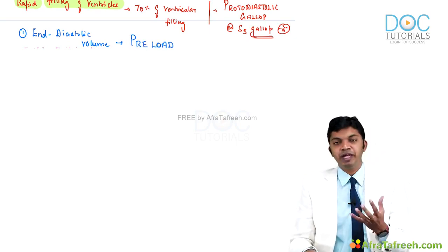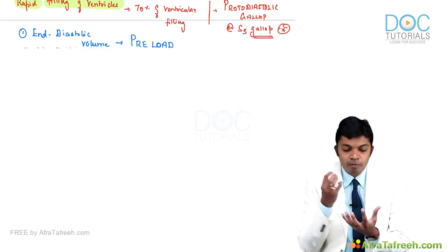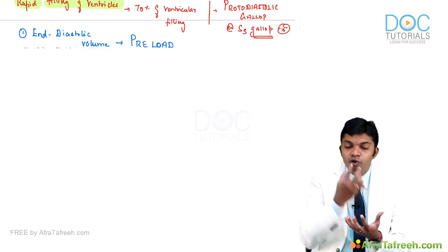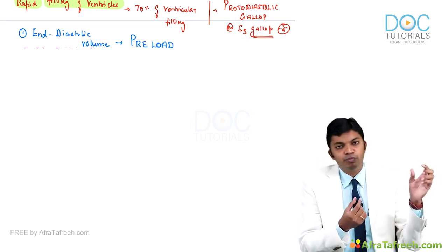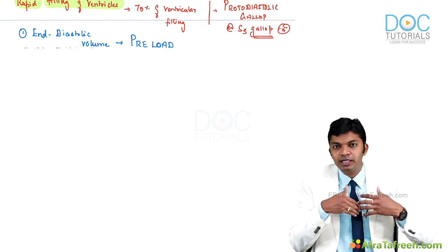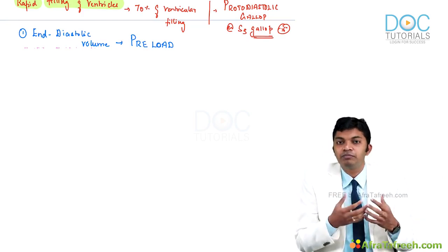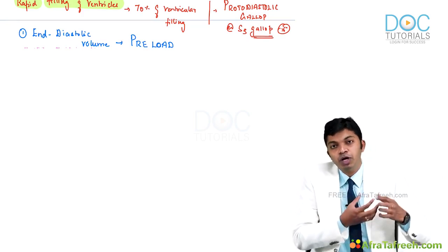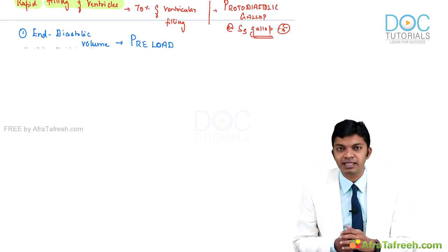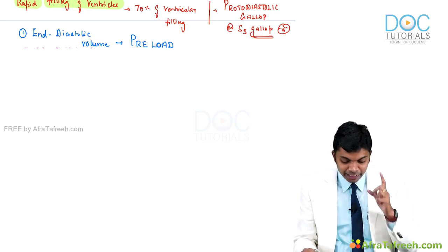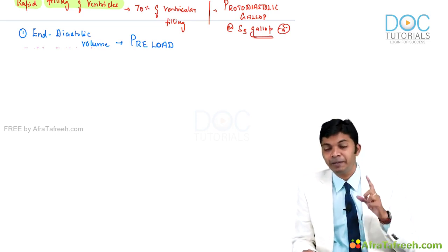It is this preload that stretches the ventricle. The more the end diastolic volume, the more the preload. The more the venous return, the more the end diastolic volume. So, as more blood comes into the ventricles, there will be more end diastolic volume that contributes to more preload, more stretching of the ventricles and more force of contraction. Frank Starling's law. So remember, end diastolic volume is nothing but preload, doctors.